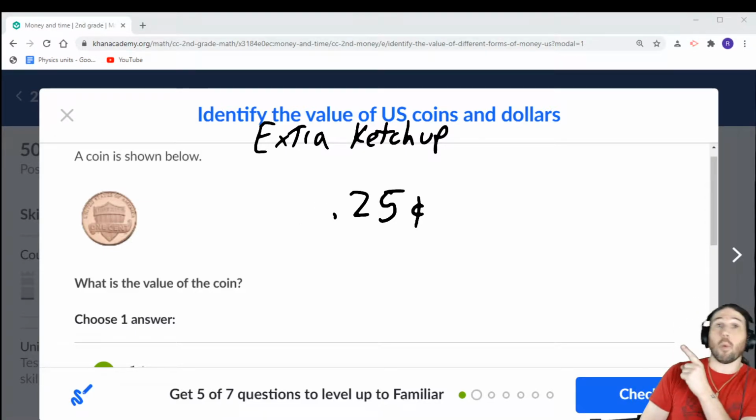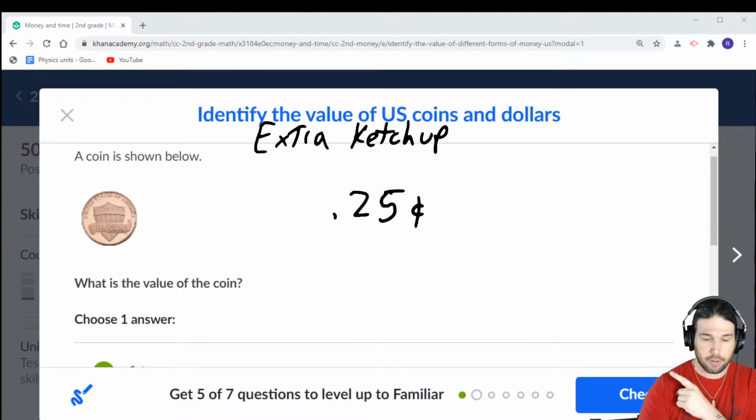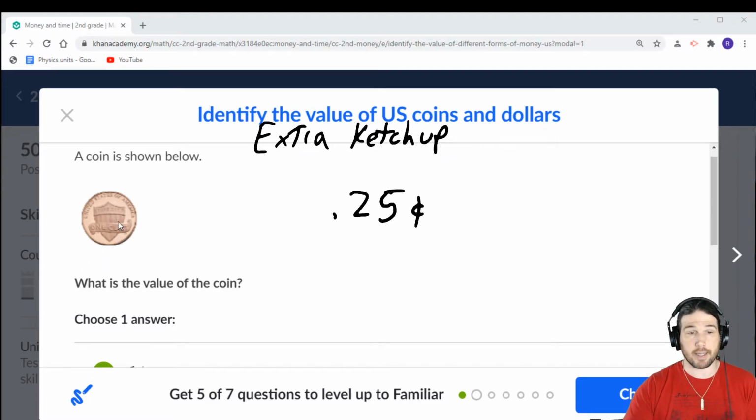This is not what they think they're saying. What they think they're saying is 25 cents, but they're not. What they're saying is 0.25 cents. This is 1/4 of a cent. 0.25 is the same as 1/4. So if the sign says 0.25 cents, I should be able to give them 1 penny, like this penny right here, and I should be able to get 4 ketchups.